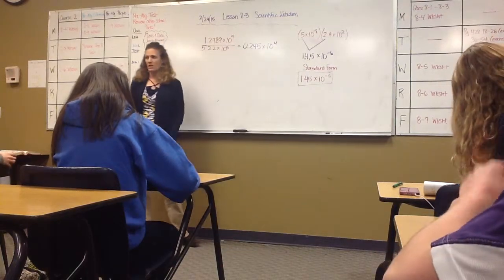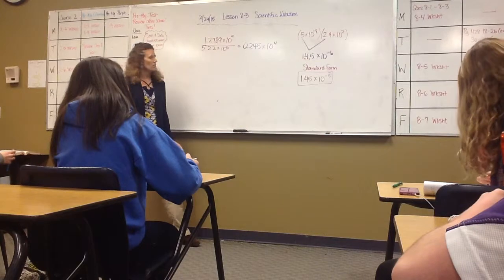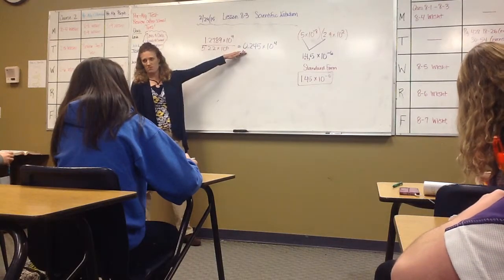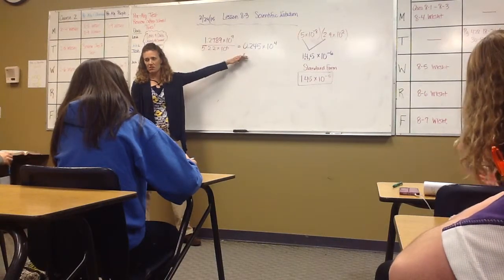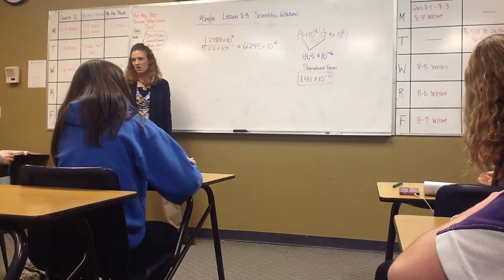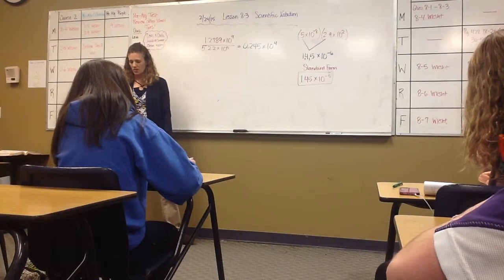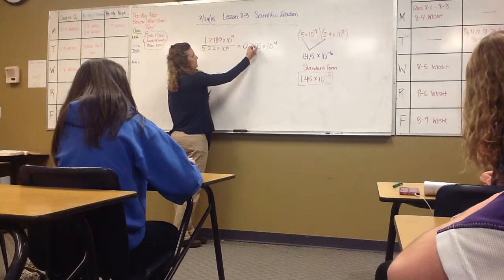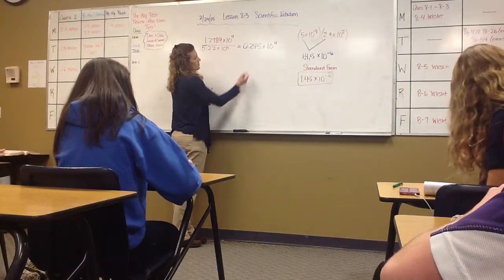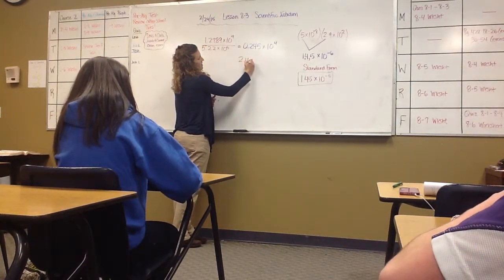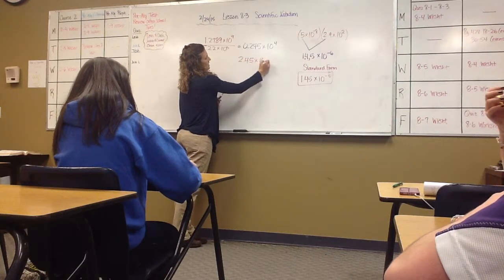Everybody comfortable with that by now? Yeah. Okay, cool. Now, is this in standard form, or proper notation? No, it's not, because how many non-zero numbers do I have left of my decimal? One. So I want my decimal to be right there. So I have 2.45 times 10.